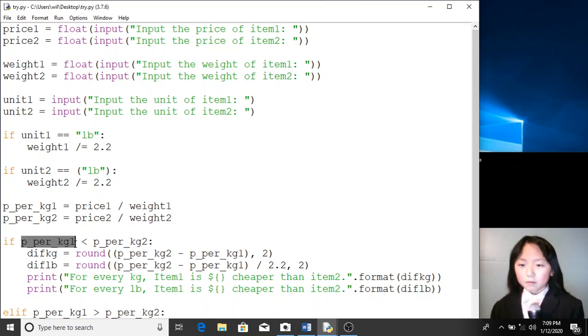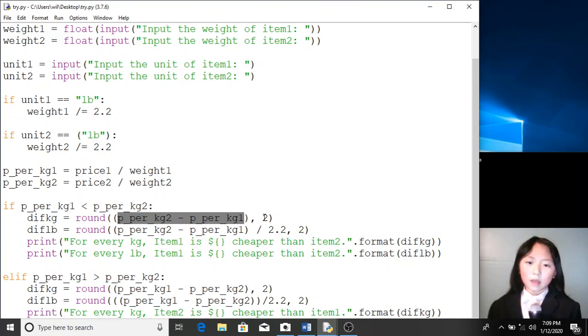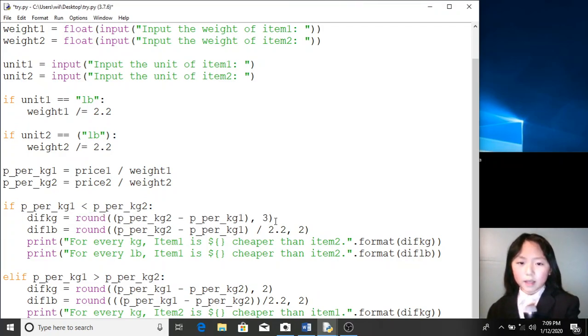Here, we determine which one is cheaper. If the price per kilo for item 1 is smaller than the price per kilo for item 2, we find a difference in their price per kilo. So it's the more expensive one minus the cheaper one. And then with this round statement, we can round the answer to as many digits as we like. And I rounded it to the 2nd digit. So if we change this 2 to a 3, it will round it to the 3rd digit. But in calculating money, we round to 2 digits.